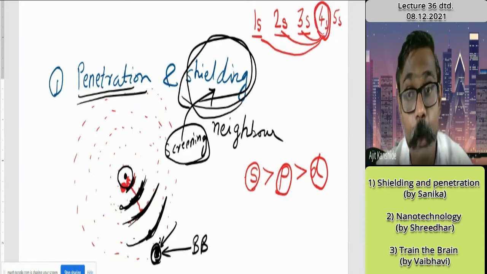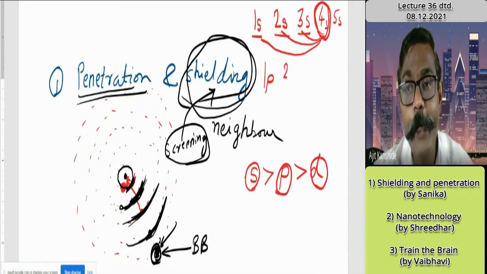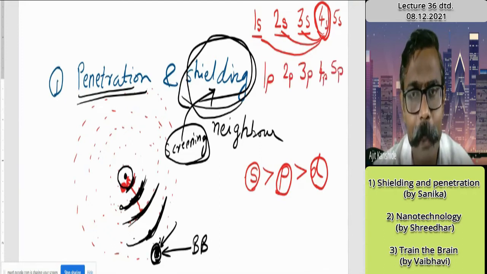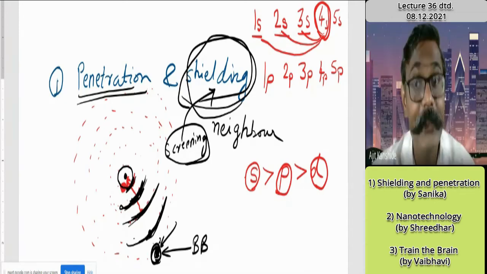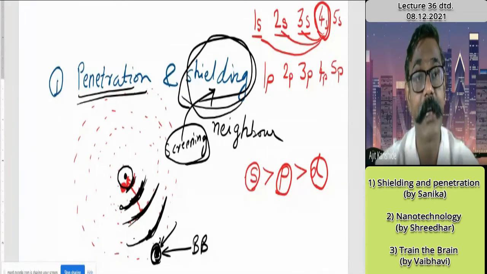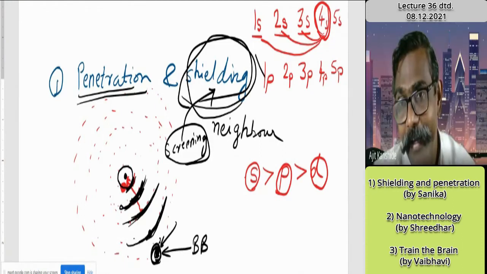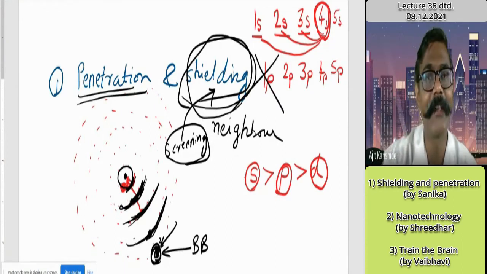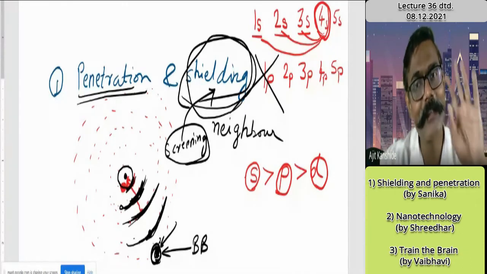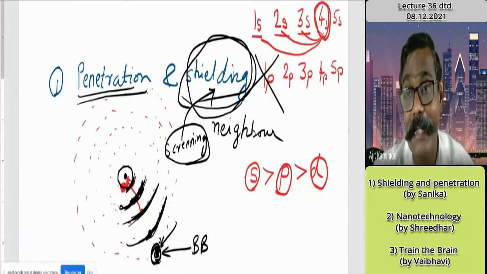But if I talk about 1p, 2p, 3p, 4p, 5p, are you following what I'm saying? Yes, sir. Here one mistake is there. Bring it to my notice. 1p is not there. Right. 1p never exists, it doesn't exist. So p starts from second.